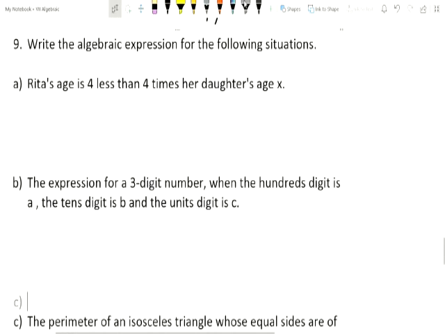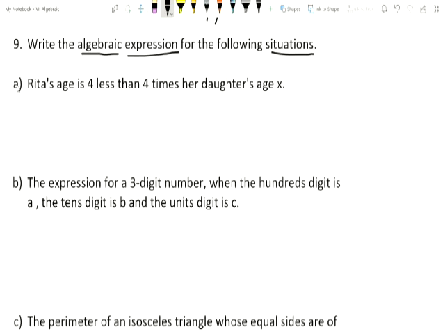See the ninth one. Write the algebraic expression for the following situation. Here the situation is given. We need to write the algebraic expression. So what is meant by algebraic expression, children? An algebraic expression is a combination of constants and variables connected by arithmetic operators.